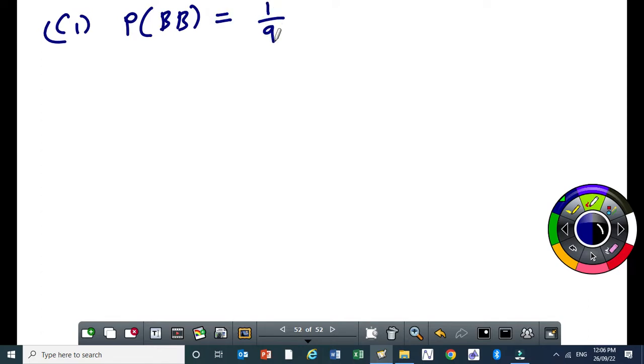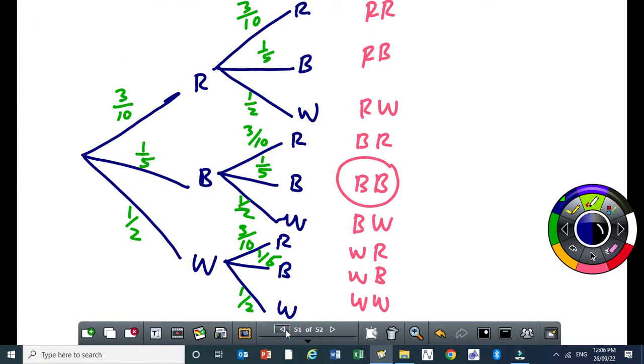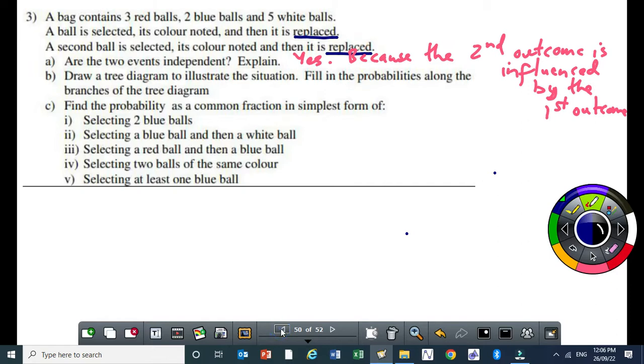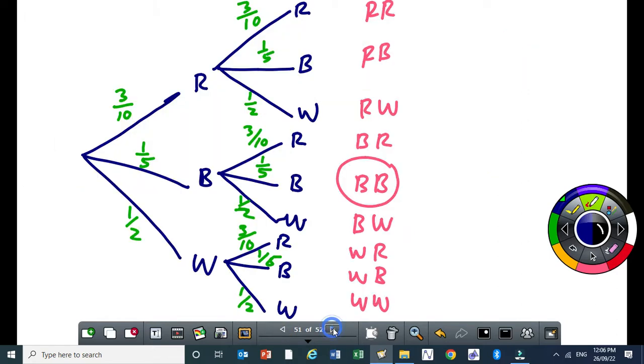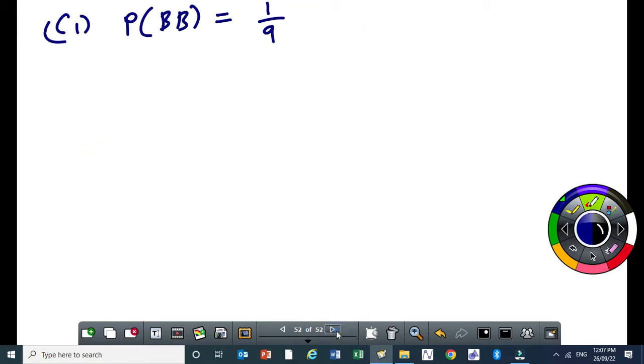If you want, you can just write it as, what? Didn't they say 2 blue balls? Okay. Right. I think it's better to just multiply the two probabilities. Okay, so I'll just write P, B and B. So that would be 1 over 5 times 1 over 5. You get 1 over 25.